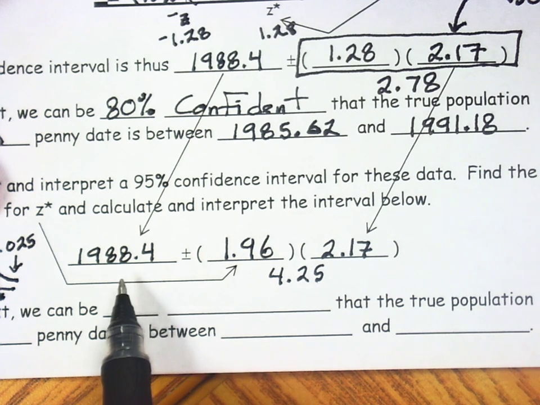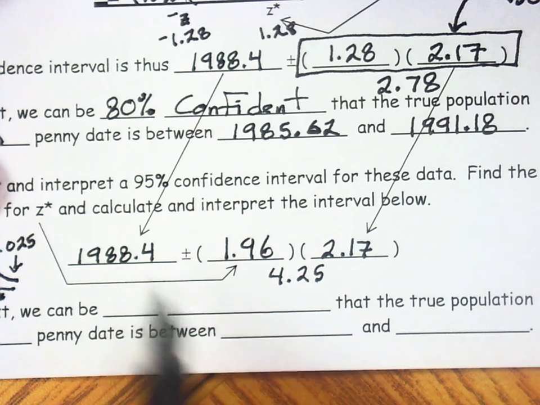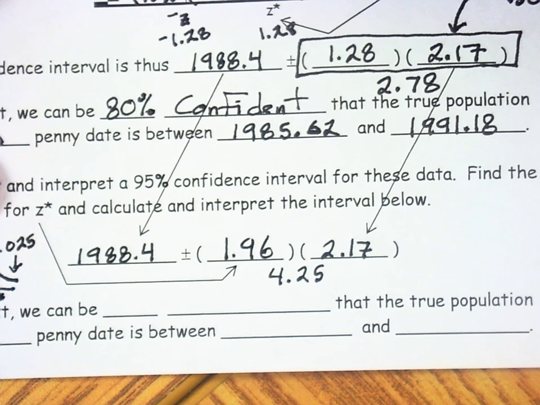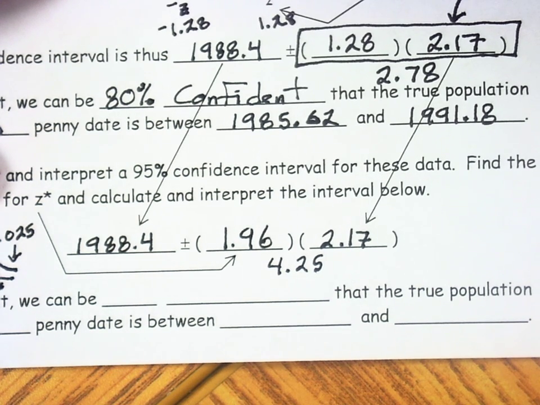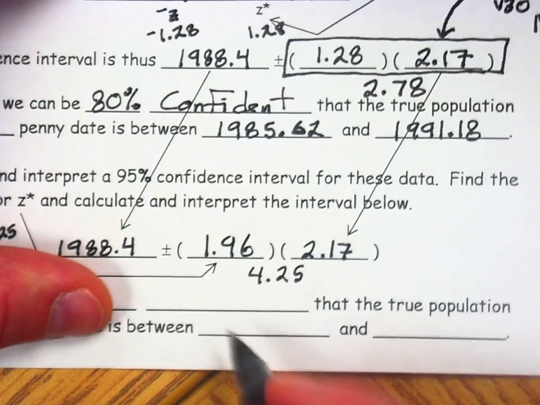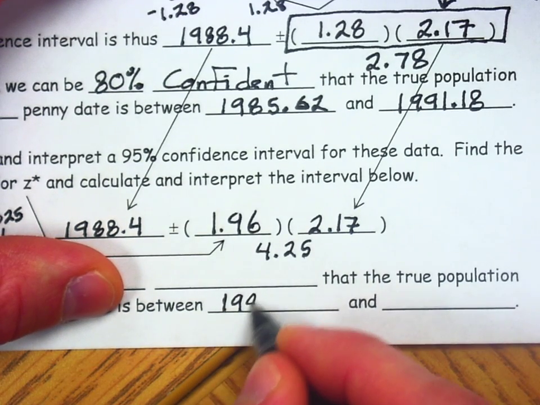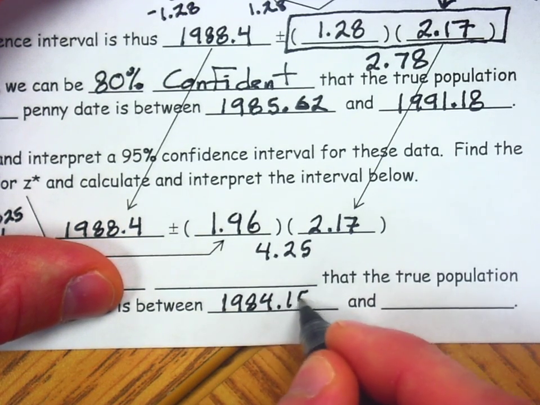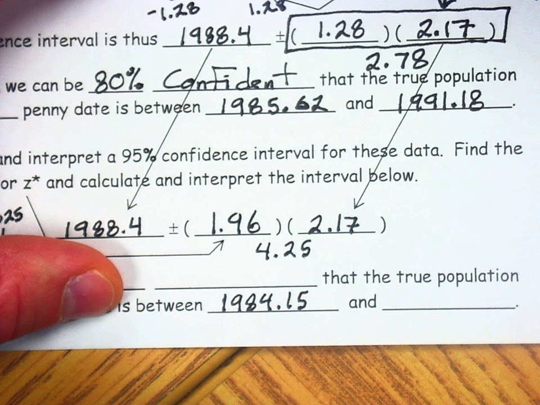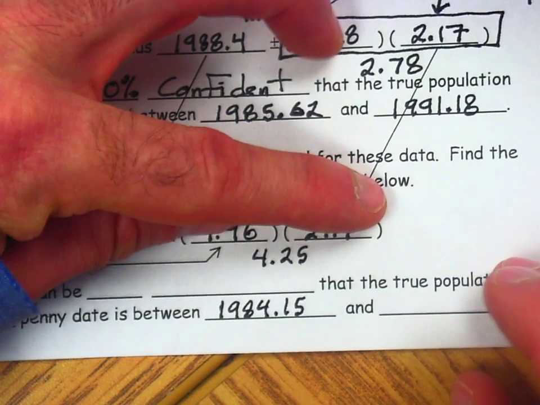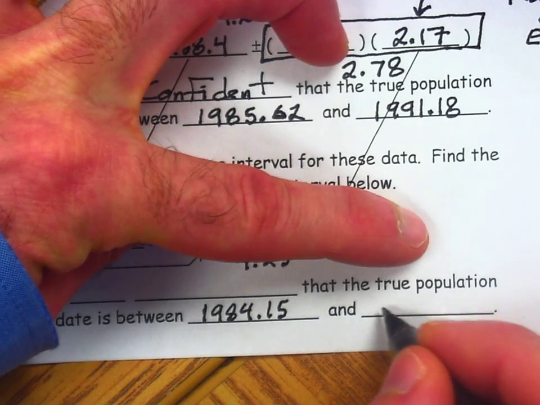So here, if I start at that 1988.4, if I subtract my new margin of error of 4.25, that gives me a new lower boundary of 1984.15. The upper boundary then, if I take 1988.4 and add 4.25, takes me to an upper boundary of 1992.65.